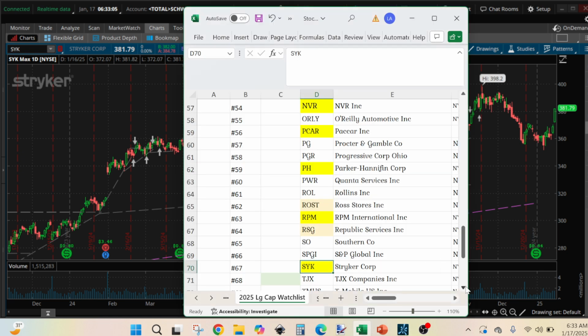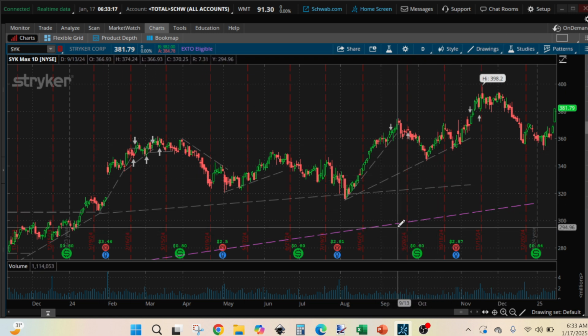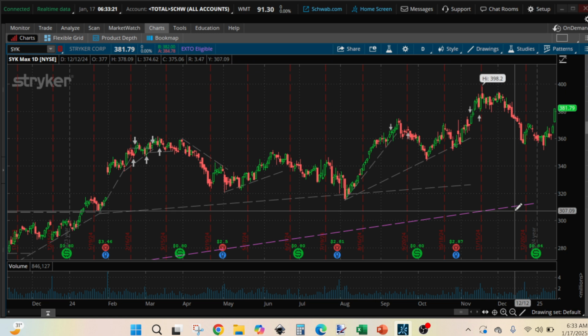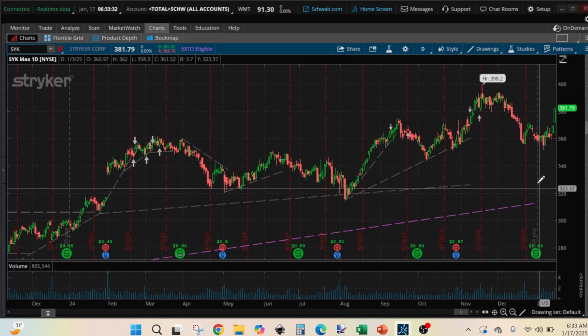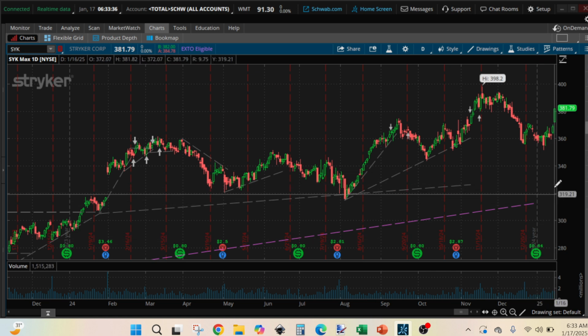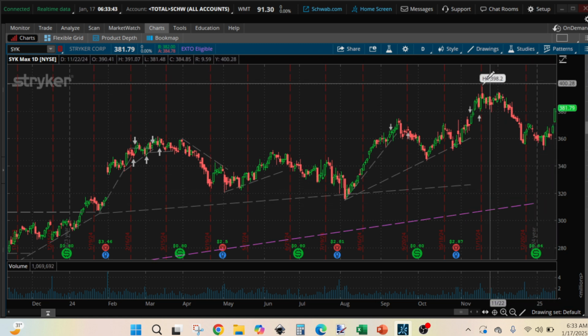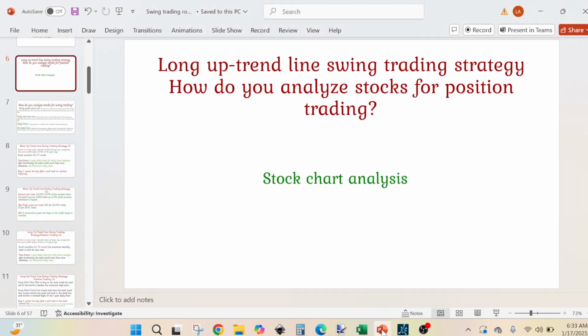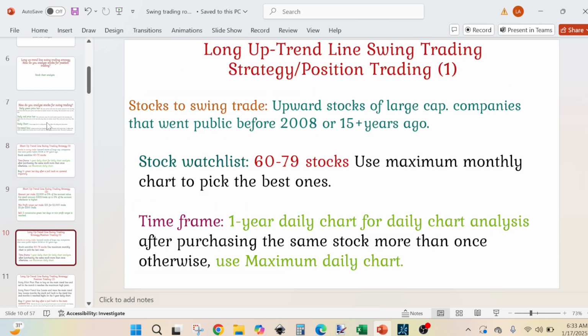So this concludes how to analyze stocks for position trading or using the long uptrend line swing trading strategy, using the maximum daily chart, choosing a long uptrend line to wait at to purchase the stocks when we are having higher lows there, confirmation that the drop ended, is not going down further, before we buy at the first or second green bar after a pullback, and then wait for a new high or when our minimum price target is reached before we sell. For that reason, I'm calling this strategy position trading or long uptrend line swing trading strategy.